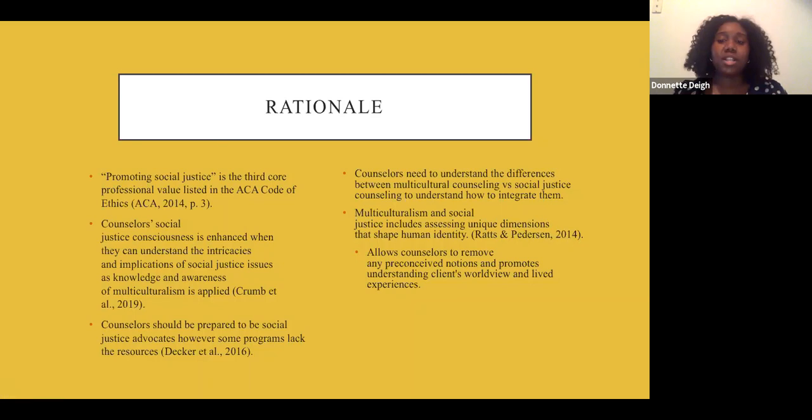Counselors need to understand the differences between multicultural counseling and social justice counseling in order to understand how to integrate them. As you know, multicultural counseling, we learn that in our classes, we learn that in our communities, but we really need to understand what the actual difference between the two is so we can actually merge them together. Multicultural counseling is really focusing on the individuals and the interpersonal dynamics that they have, right?